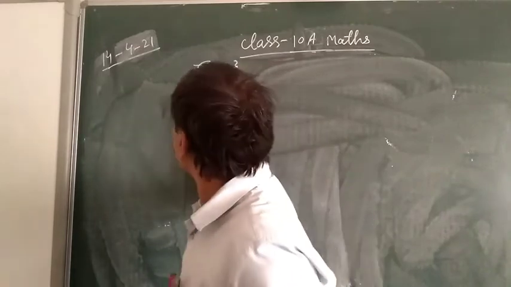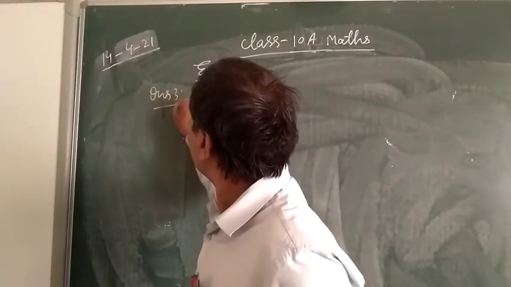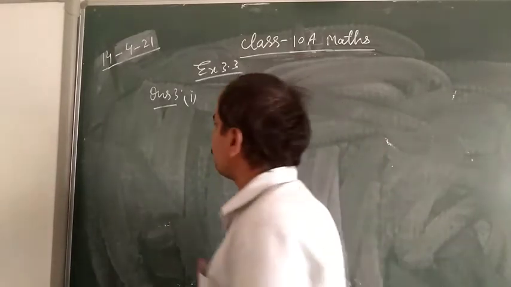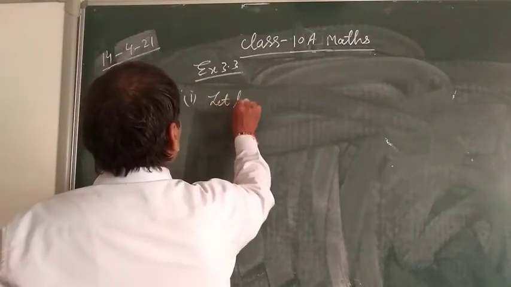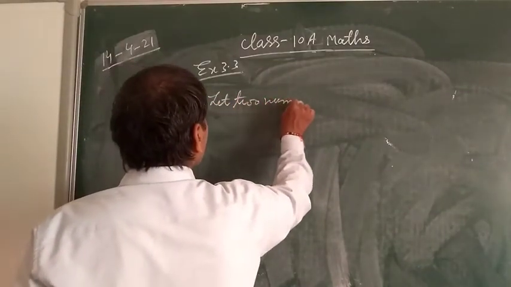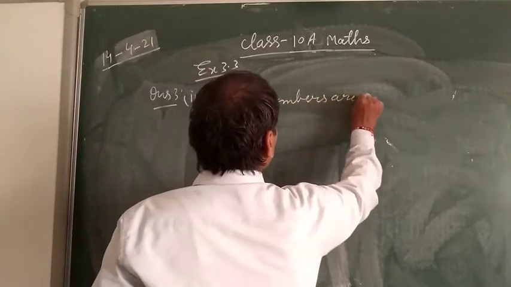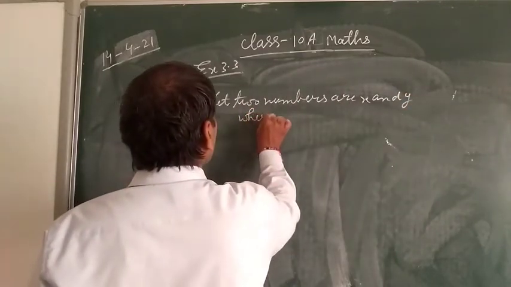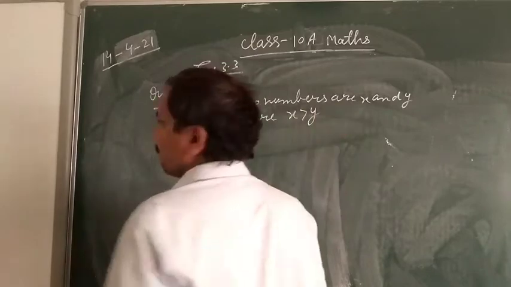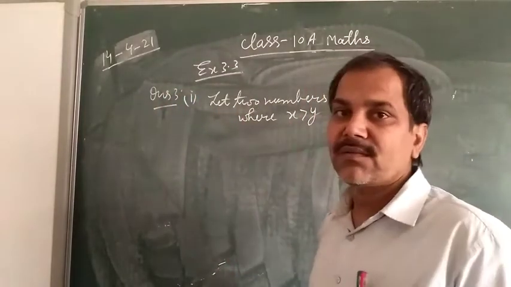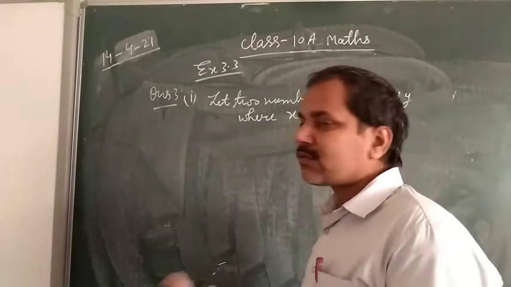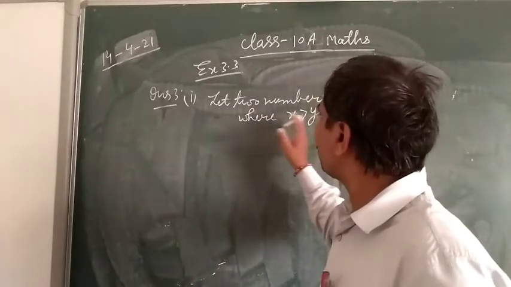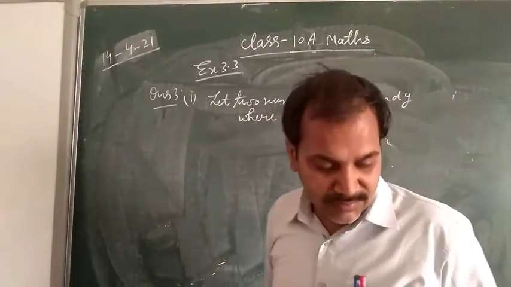So first one, question first. The difference between two numbers is 26. So first suppose the two numbers are x and y, where x is greater than y. We suppose x greater than y because in two numbers, one will be less than another, or the first one greater than another. So you can take x greater than y or x less than y also.